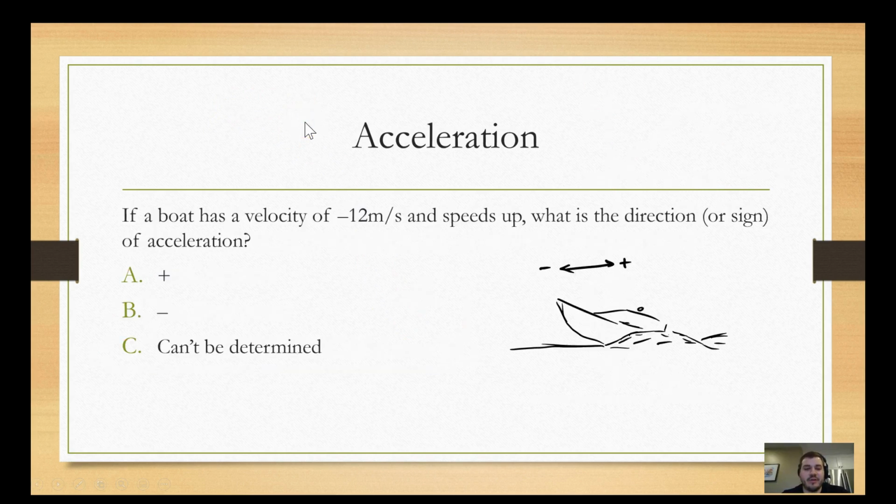All right, another check here. If a boat has a velocity of negative 12 meters per second and speeds up, what is the direction or sign of the acceleration? So remember that the acceleration will always match in sign with the change in velocity vector. So if the velocity of the boat is to the left, or in the negative direction, and this value is going to increase, again, velocity time graphs are really helpful. We start at negative 12, and the value of that negative number increases, then we have a negative slope, and we must have a negative acceleration.